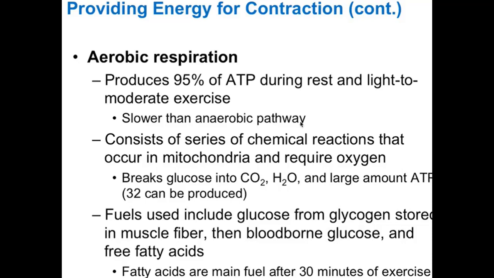And that's why you are told the more exercise you do, the less glycogen you have, and you'll end up having to utilize your free fatty acids. And the more you utilize the free fatty acids, the more likely you are to lose body fat, because whatever you have in store is being used to generate ATP.